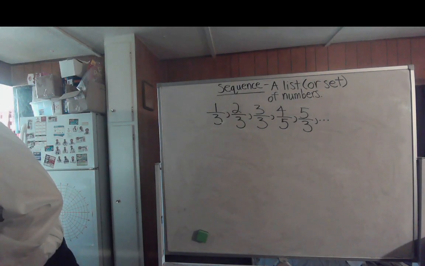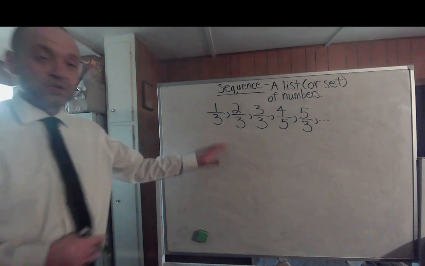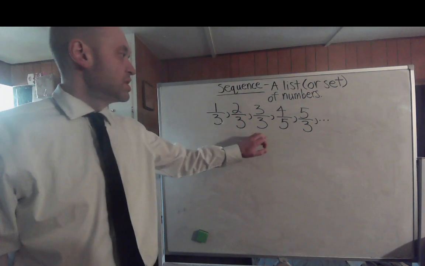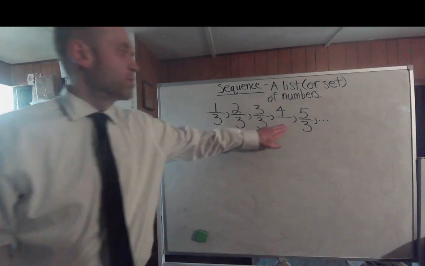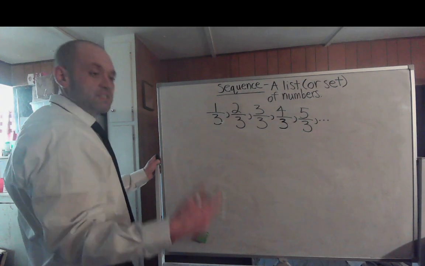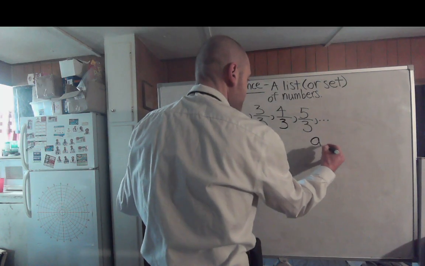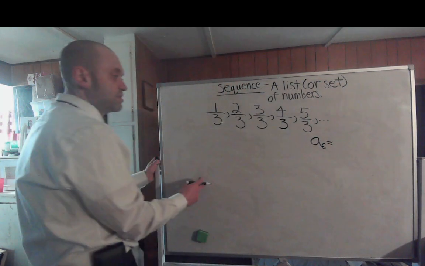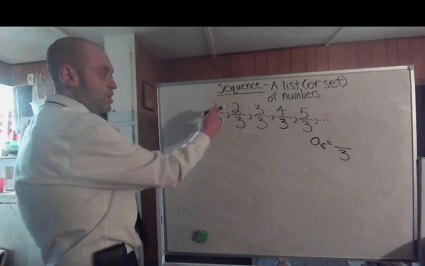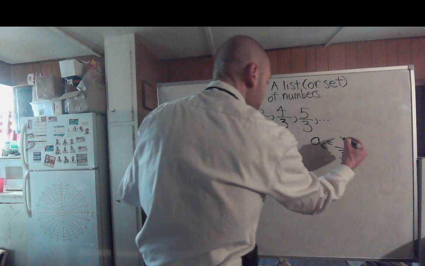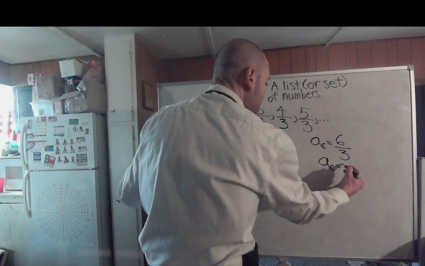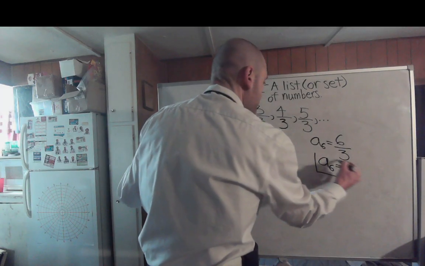Okay. So we have another sequence with 5 terms. 1/3, 2/3, 3/3. I don't know where I got 4/5. That was 4/3. My bad. 4/3 and 5/3. So let's find the next term, which would be the 6th term. Well, according to the pattern, your denominator is going to stay 3, but your numerator keeps going up by 1 number, so a sub 6 would equal 6/3, better known as 2, right? So your 6th term would be the whole number 2.